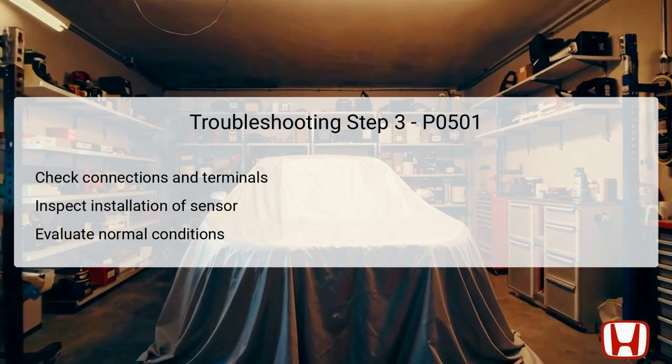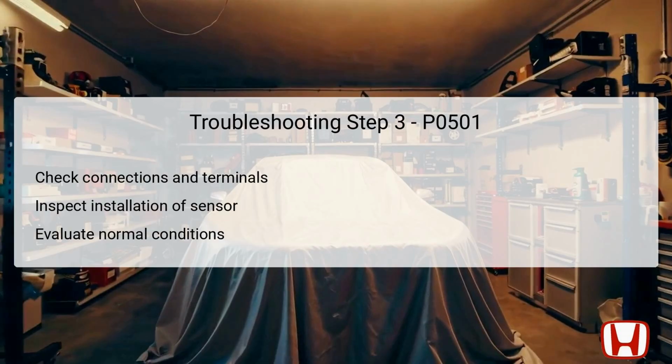In the third troubleshooting step for DTC P0501, a crucial inspection of the connections between the CVT speed sensor and TCM is conducted. This involves checking for any poor connections or loose terminals that may hinder electrical flow. If the connections are found to be faulty, this could explain the DTC being triggered. Additionally, the technician should verify that the CVT speed sensor is installed correctly. Misalignment or improper installation could affect its functionality and consequently its performance readings.